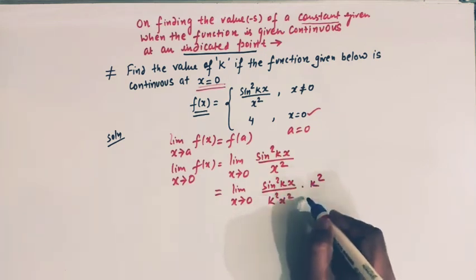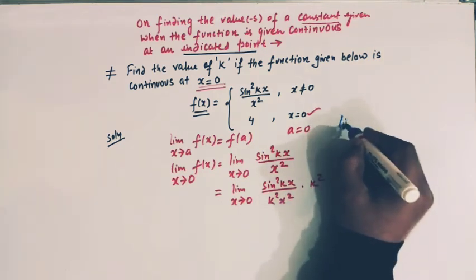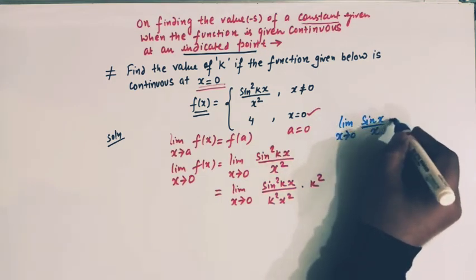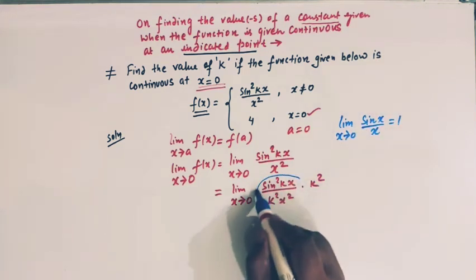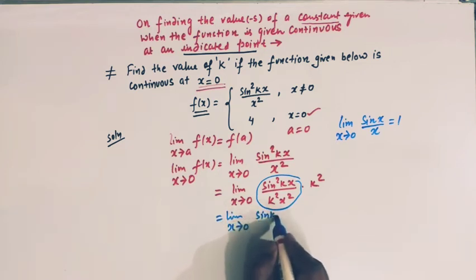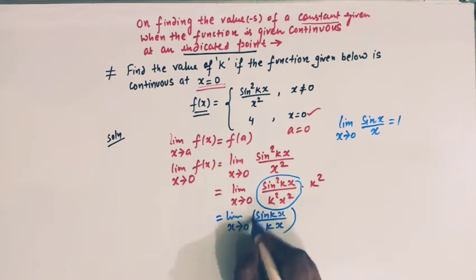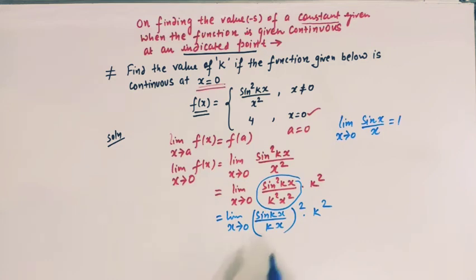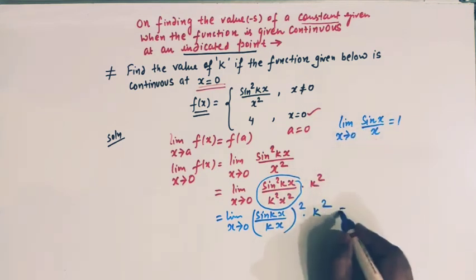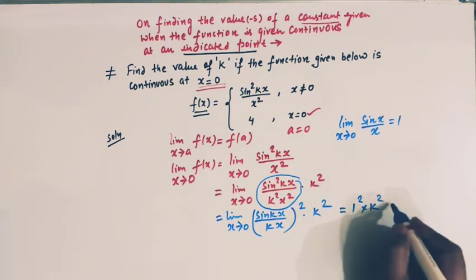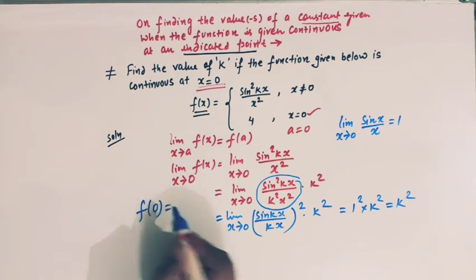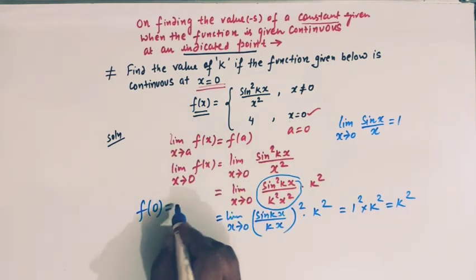Now we have multiplied the numerator and denominator by k square, because we know that limit x tends to 0, sin x over x is equal to 1. So now this term can be written as limit x tends to 0, (sin kx over kx) whole square, and here we have k square. Now this limit is equal to 1 due to this result, so we have 1 square times k square equal to k square, right?